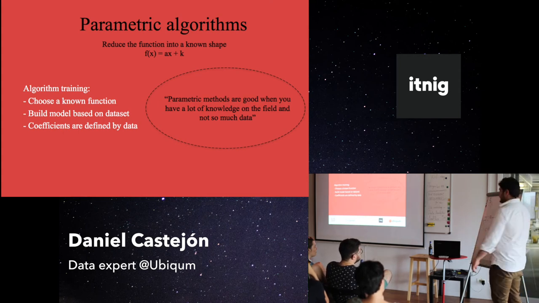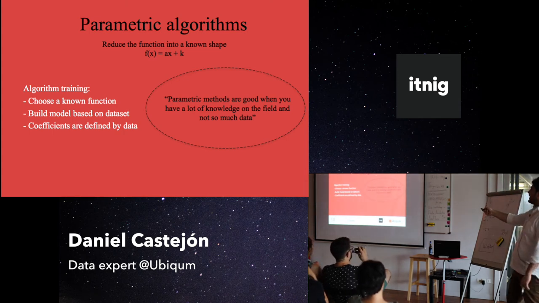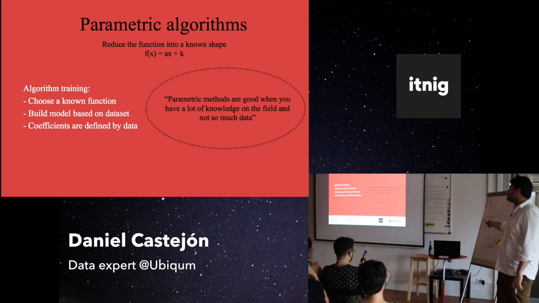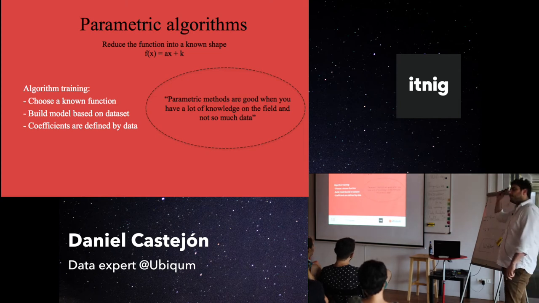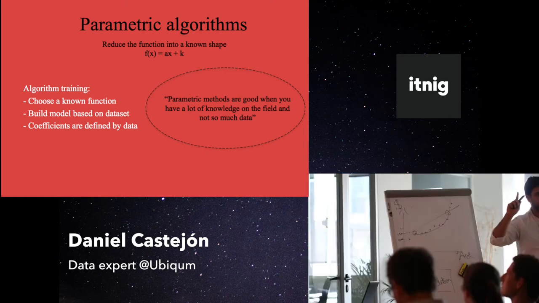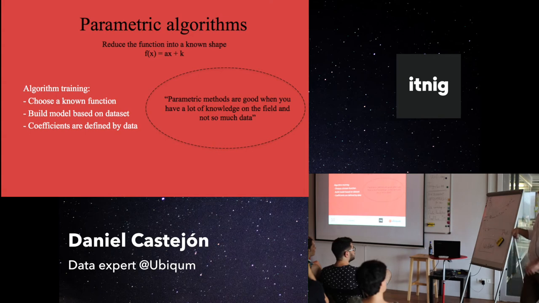So the idea is to choose a function that has a known shape. For example, here I added the formula of the linear function with a slope and a constant. We can choose any other function that we know. And then the good thing is that these coefficients, A and K, are going to be defined by the machine. I'm not going to find these parameters. Because if not, why are we using machines?